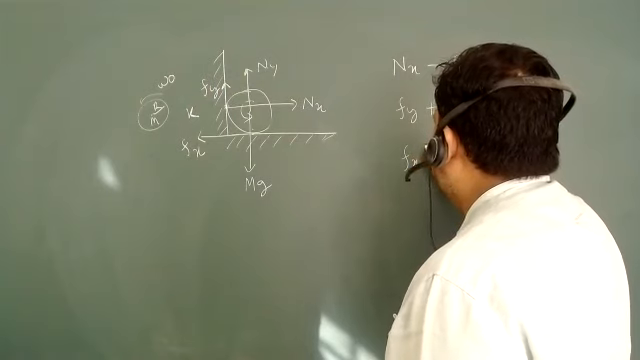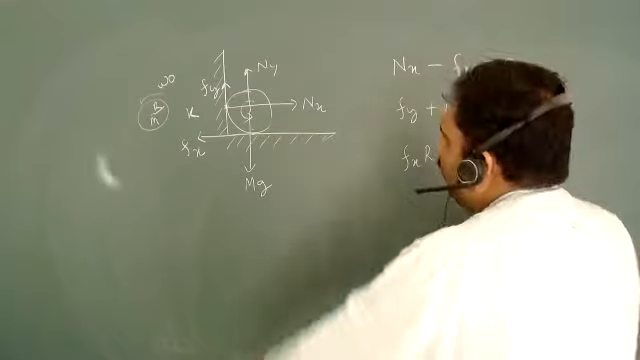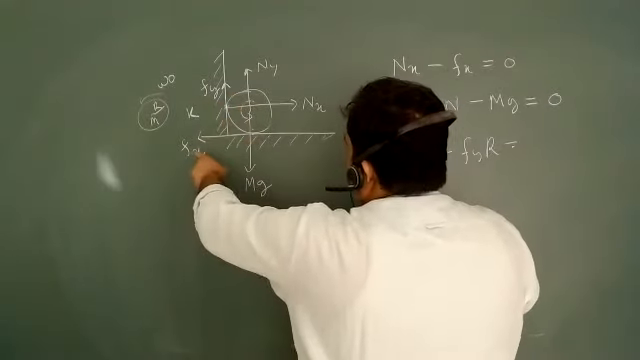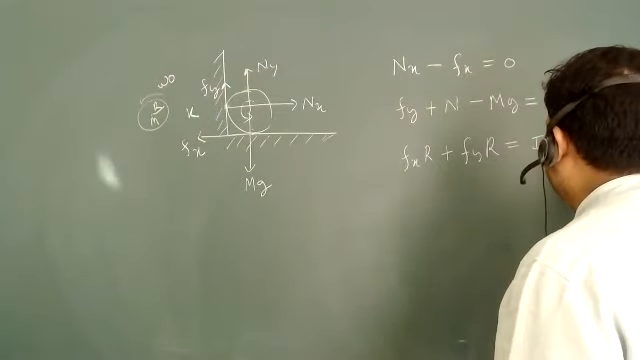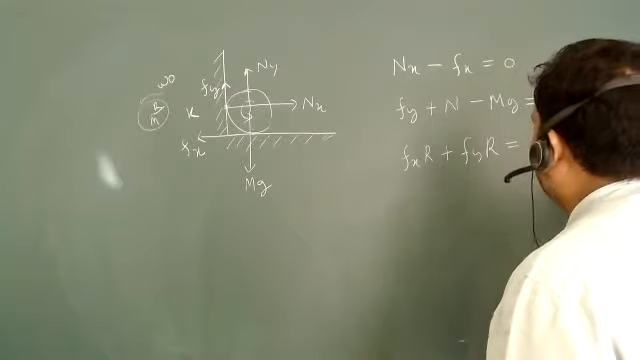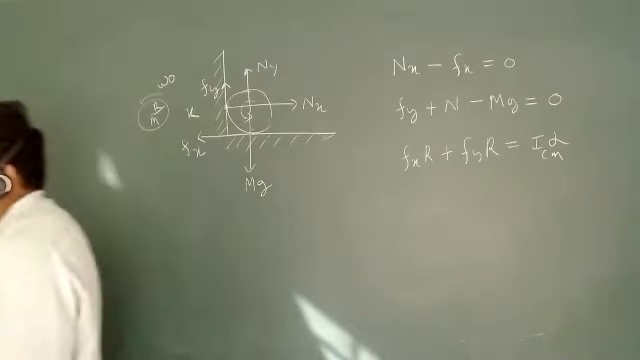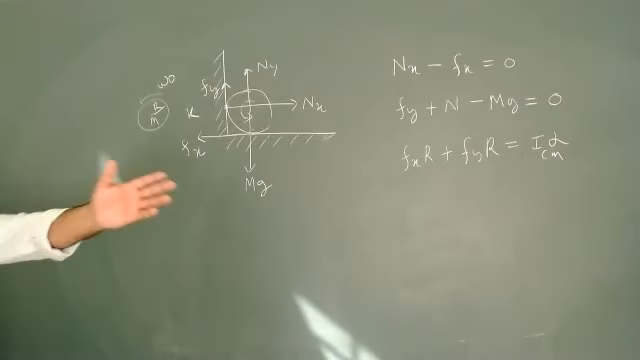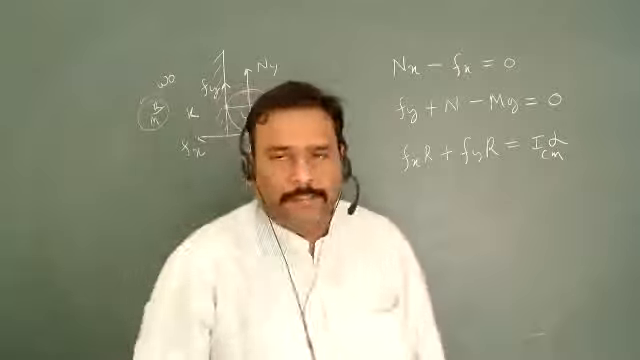So we have Fx r plus Fy r, because the angle between Fx and r and the angle between Fy and r is 90 degrees, equal to I alpha, and this is I about the center of mass times alpha. Okay, so these are the three equations, and once we calculate the value of alpha, then we can easily find the possible number of turns. So let us try to calculate all this.